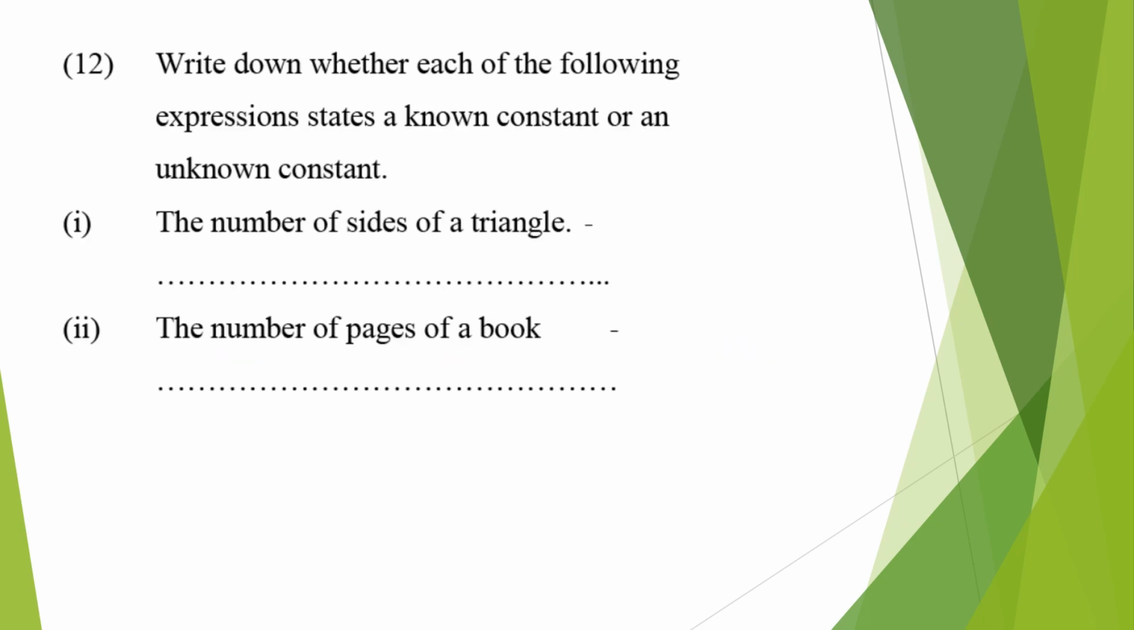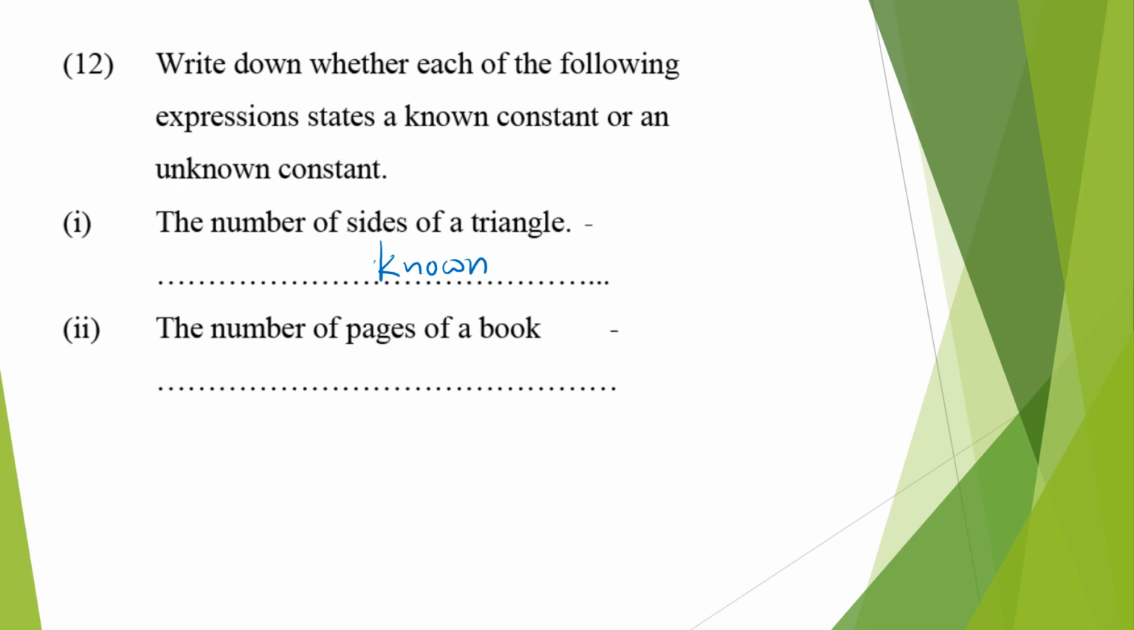Right? Write down whether each of the following expressions states a known constant or an unknown constant. The number of sides of a triangle. This is known. If it is a triangle, there must be only 3 sides. So the number of sides of a triangle is always 3. So we know this constant. This is known, right? Known means we know this. Anyone knows the number of sides of a triangle is 3.